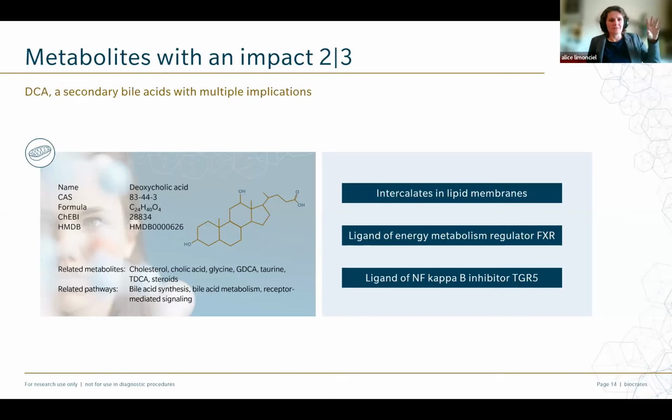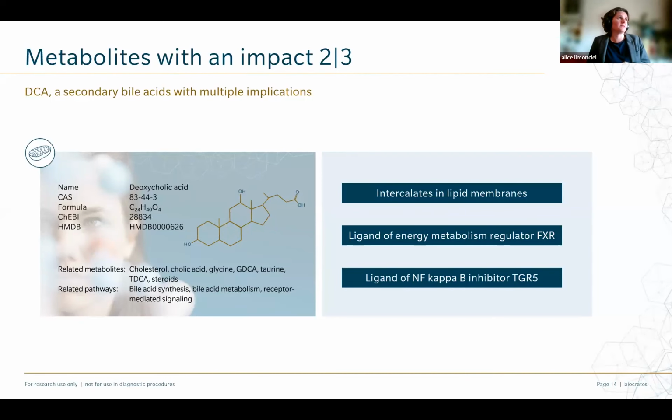And some of them, like deoxycholic acid, become extremely good at intercalating in lipid membranes. And this becomes very dangerous for the structure of the membrane, especially in mitochondria. And when you know that a lot of the enzymes in mitochondria are lodged in the membranes, you can see the effect this can have on metabolism, from the structural impact to the impact on the metabolism as a secondary event. But also secondary bile acids like DCA are direct ligands of receptors, so they have a direct effect on gene expression and metabolism, and also immune regulation.